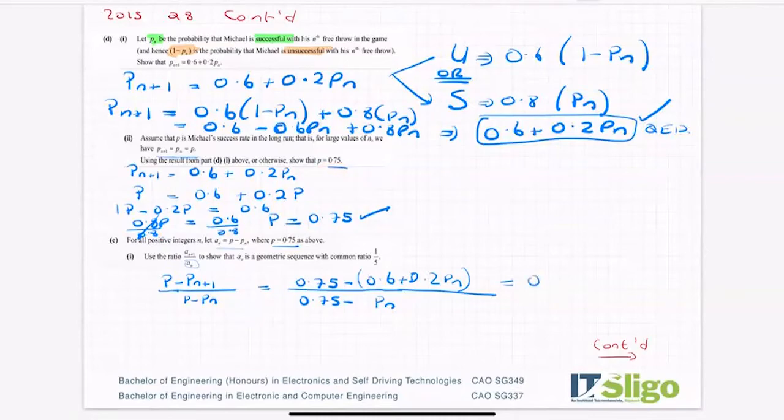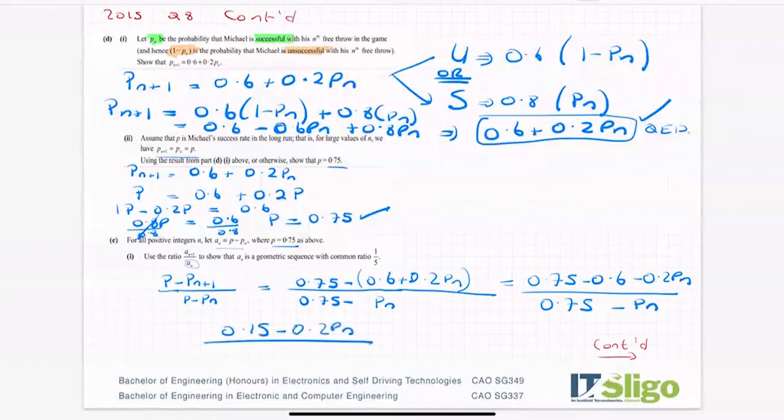So what I'm going to do is work out the brackets here like this and see where it brings me. I'm hoping, because I'm showing that it's a fifth, that the pns are going to somehow cancel. Let's see, does that happen? So 0.75 minus 0.6 is 0.15 minus 0.2 pn on the top. And I still have 0.75 minus pn.